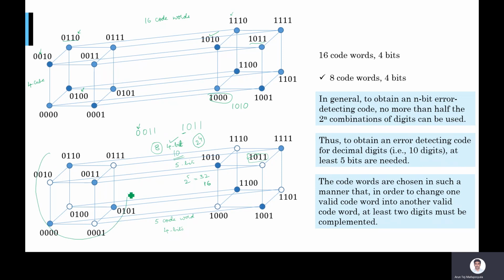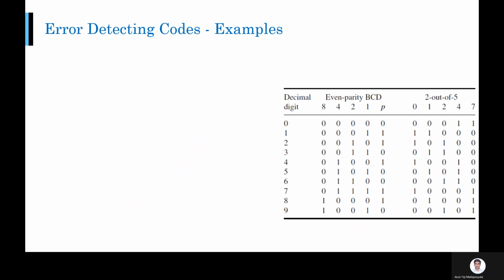I cannot choose these 8 and say this is an error detecting code. I have to choose only those code words with distance 2. So at least 2 digits must be complemented. It should be obvious: if only 1 digit is complemented and an error occurs in that digit, you will not be able to detect it.